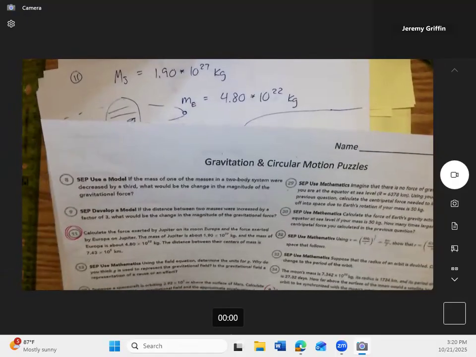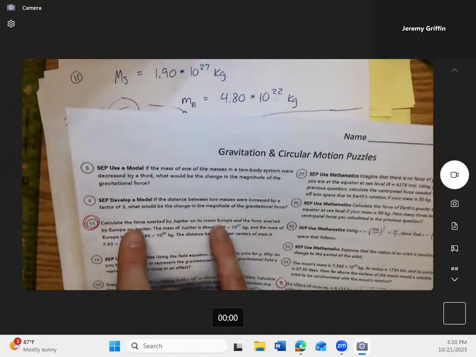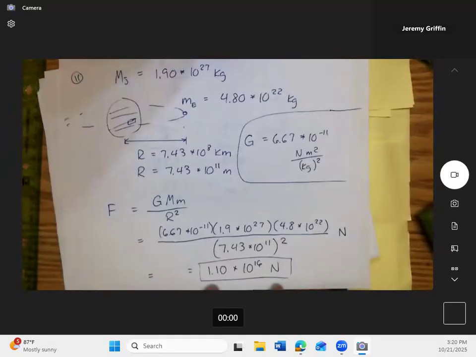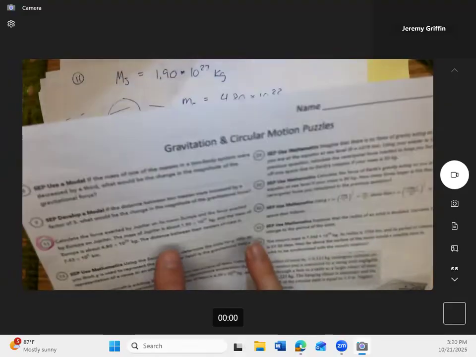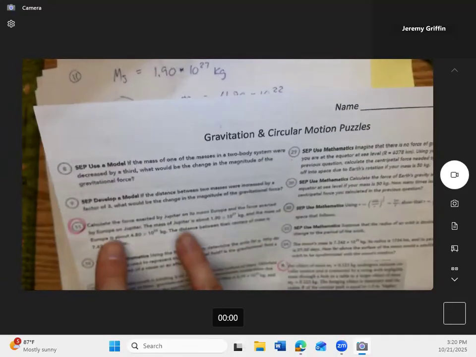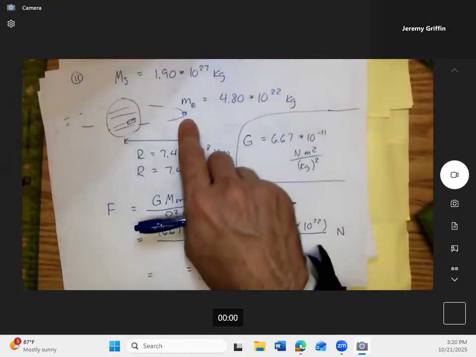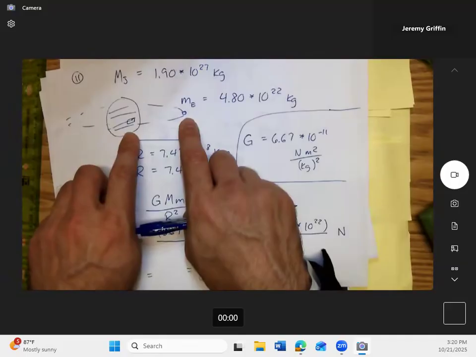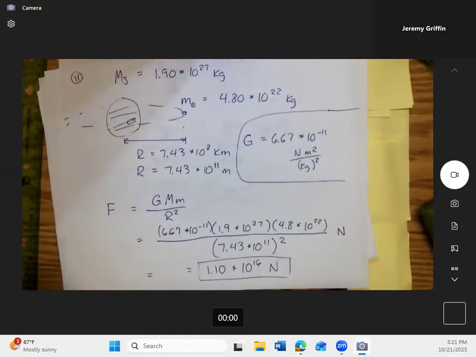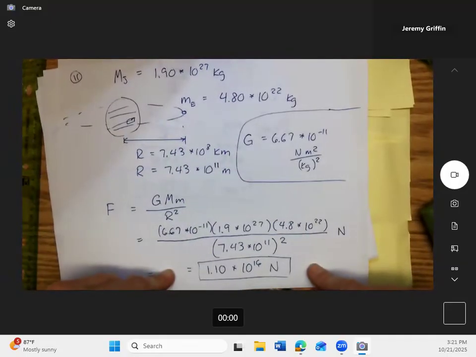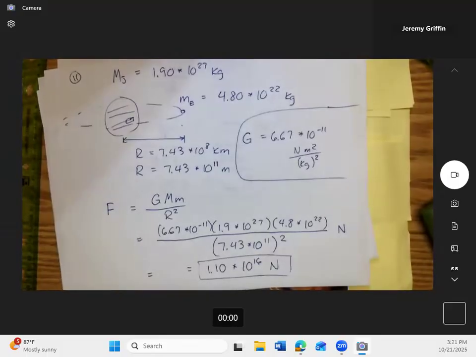So it says, calculate the force exerted by Jupiter on its moon Europa, which is that one right there. Also, calculate the force exerted by Europa on Jupiter. Guys, does this moon Europa pull on Jupiter a little bit? Yeah. How much? The same. It's the exact same value. This is the answer to both questions. You guys remember Newton's third law of motion? For every force, there's an equal and opposite reactive force. We got an equal and opposite reactive pair right here.